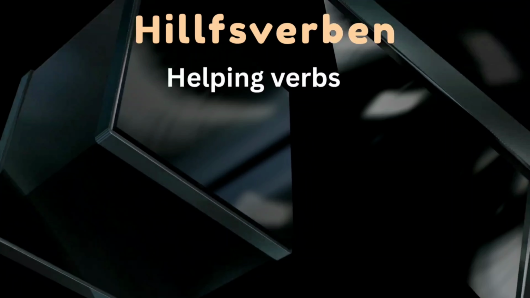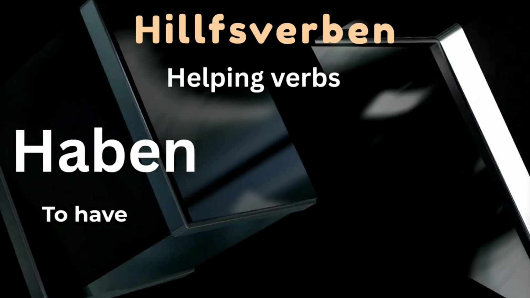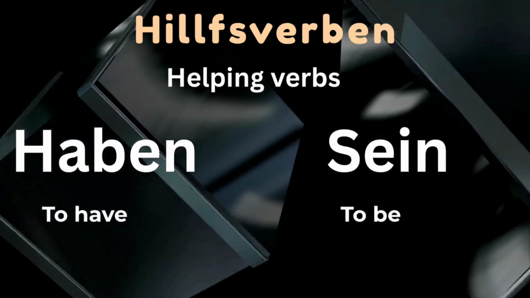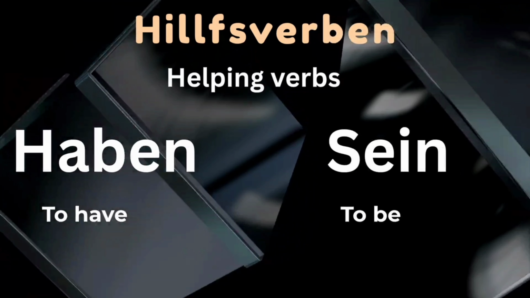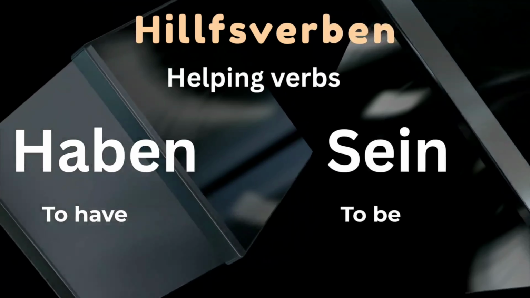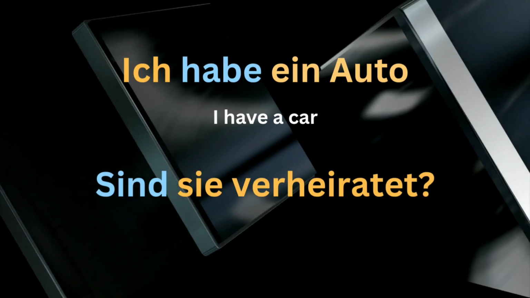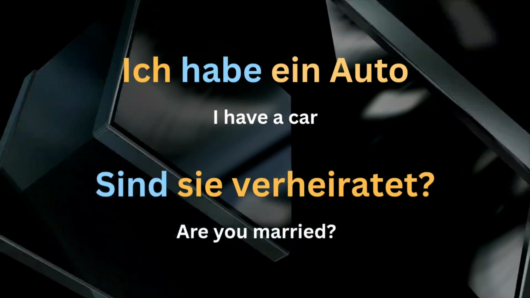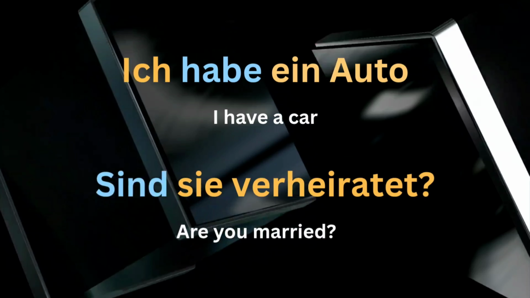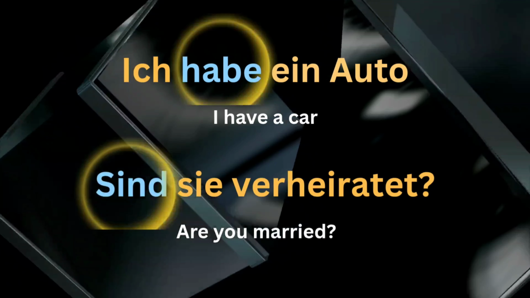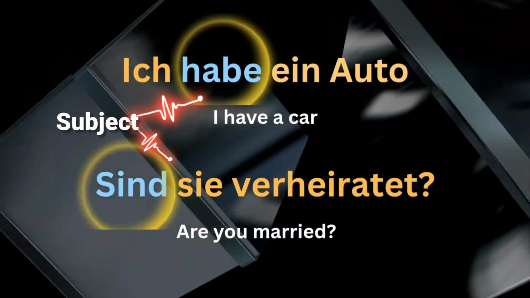Hilfsverben. In German, there are two helping verbs, haben and sein. We have done these verbs before in some form or the other. Now let's see two familiar sentences where we have used these verbs. Ich habe ein Auto. Sind Sie verheiratet? These two verbs have been conjugated according to the subject. The subject in the first sentence is ich and in the second sentence is Sie. Please remember that the verb in a sentence is always conjugated according to the subject.